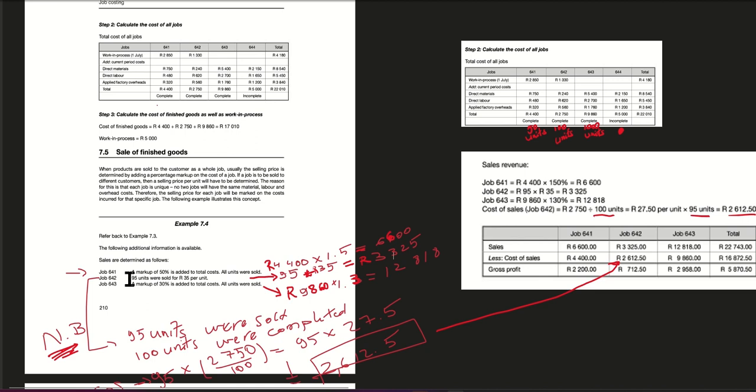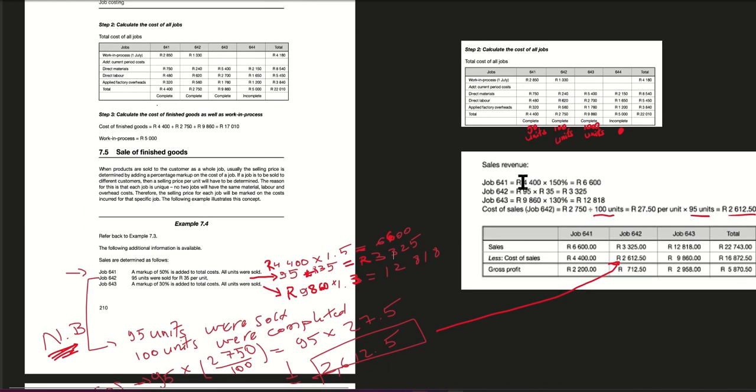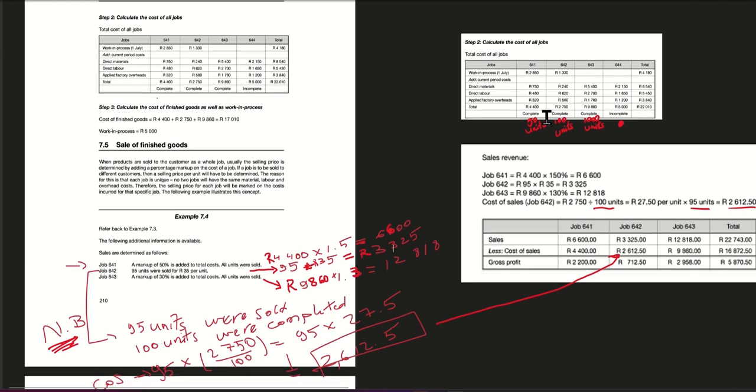I'm trying to highlight job 642. But something is fishy. It says 95 units, but how many were completed? 100 units were completed. So if we need to look at the actual cost for 100 units, we will take the total of the cost for 100 units, which was 2,750.